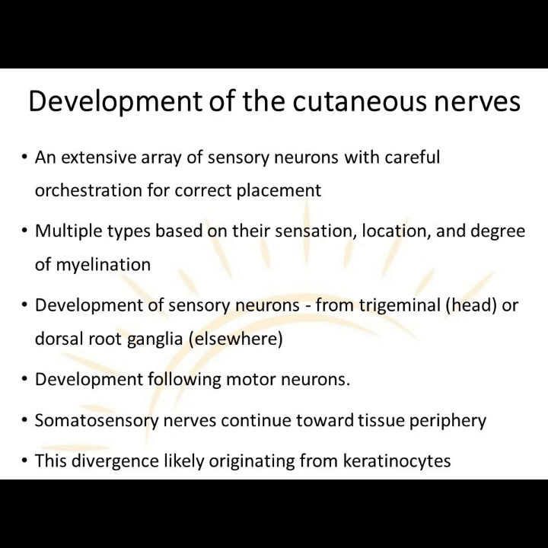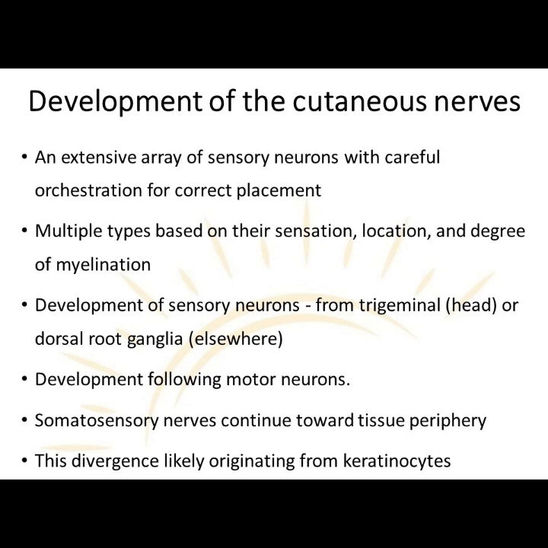Development of the cutaneous nerves. The skin contains a complex sensory network responsible for touch, temperature, pain, and pressure. Correct placement during development is carefully orchestrated. Types of sensory nerves. Classified by sensation, touch, pressure, temperature.